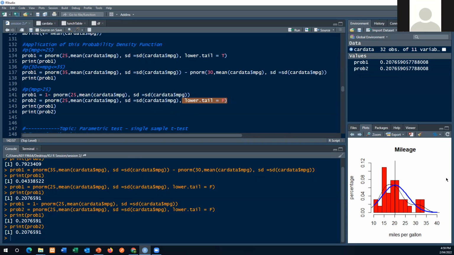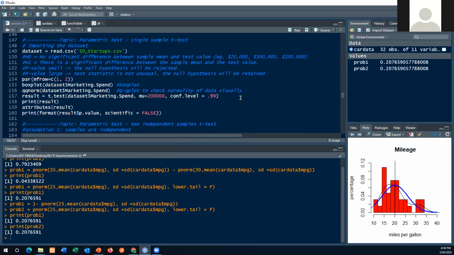So this is the application. Once you say normal distribution, the probability distribution, that all helps us to calculate the probability that a given observation will fall within a particular region. Okay, so that is the application. Now we'll see some parametric tests, because it's an interesting exercise we'll be doing.